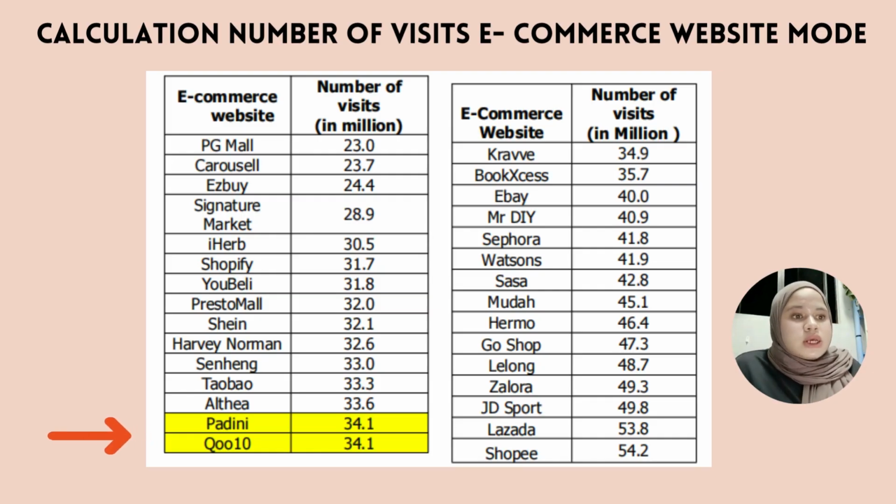So this is the calculation of the number of visits e-commerce website mode. As we know, the mode represents the most frequent point. For the number of visits e-commerce website, we find that Padini and QOO10 have the most frequent point, which is 34.1. So Padini and QOO10 are the mode for the number of visits e-commerce website.